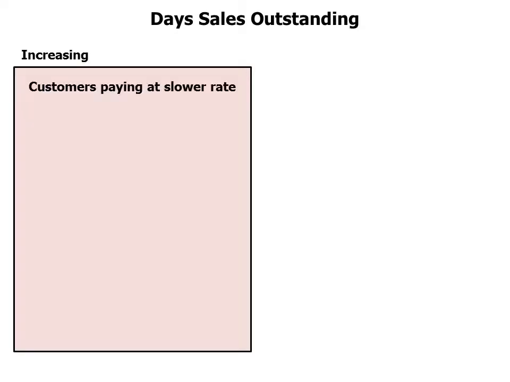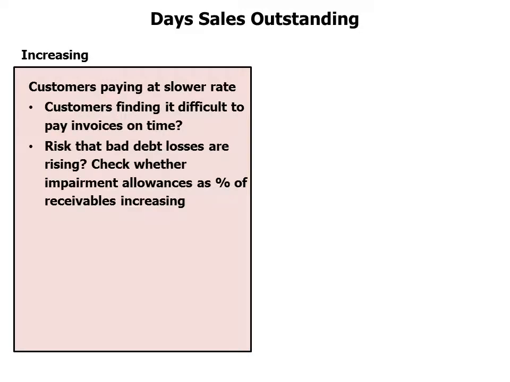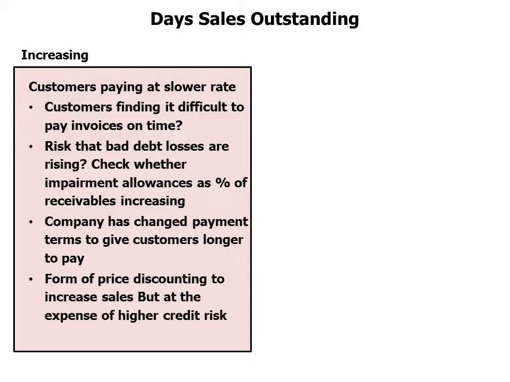Move on to days sales outstanding. If this is increasing, it means the customers are paying at a slower rate, and it could be that customers are finding it generally difficult to pay invoices on time. Perhaps the economy has entered into a recession, and if that's the case, there's a risk that bad debt losses are rising, and an easy way to check that is to see whether impairment allowances as a percentage of receivables have been increasing. Alternatively, and more benignly, the company may have changed payment terms to give customers longer to pay.